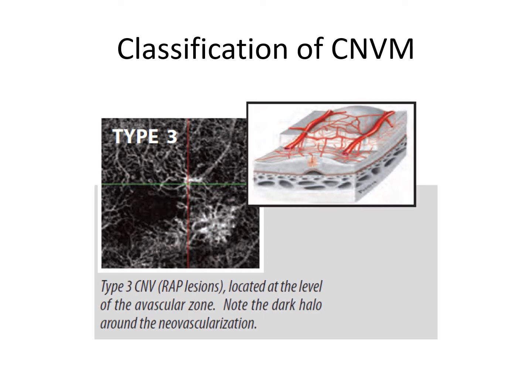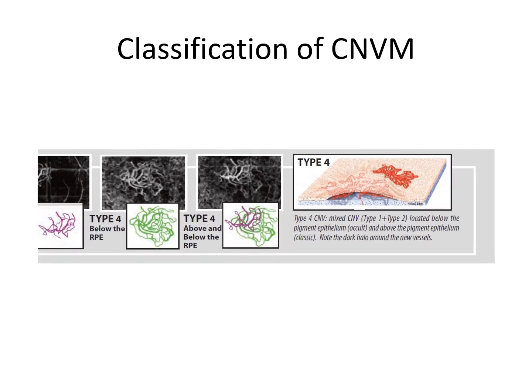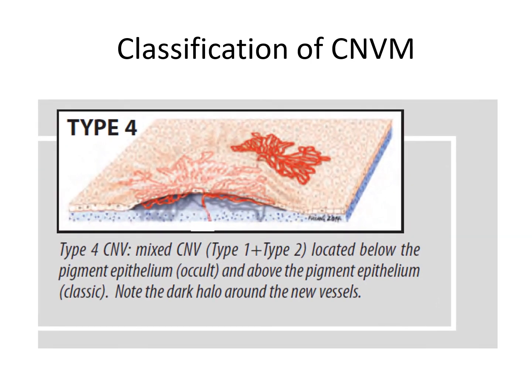Then we have the type 4, which is basically a combination of type 1 and type 2, and here we can see that a part of the membrane is deposited beneath the retinal pigment epithelium, and some part of it has punctured the retinal pigment epithelium and is lying in the subretinal space or the retinal layers.